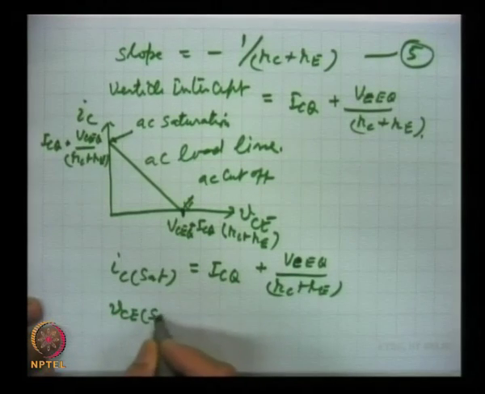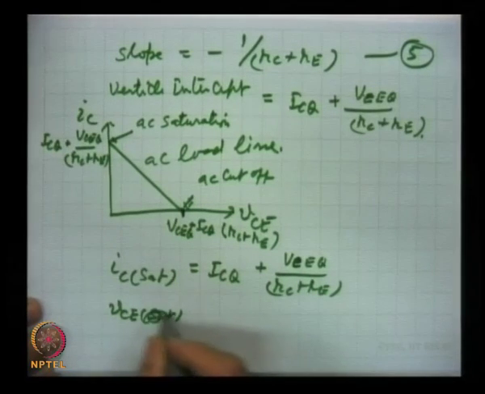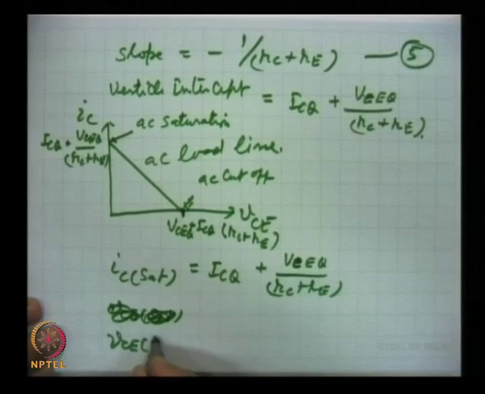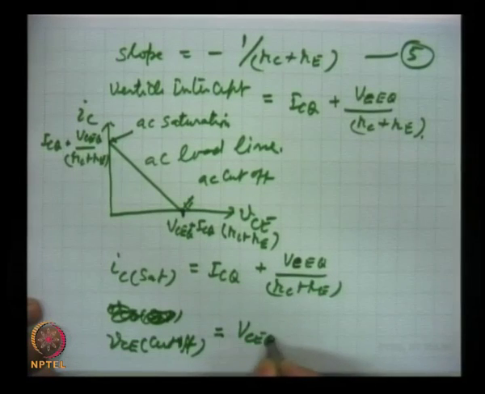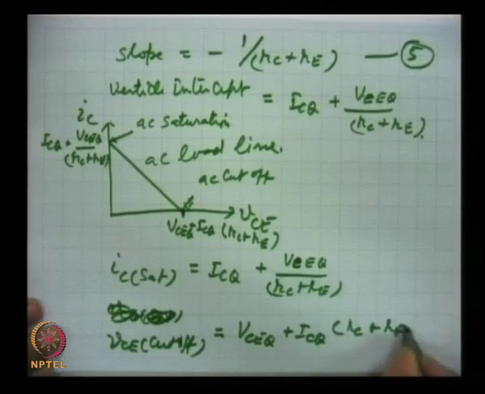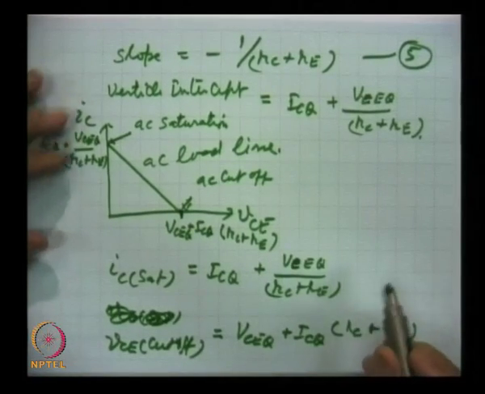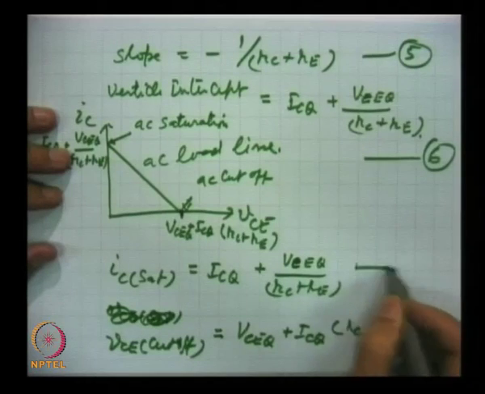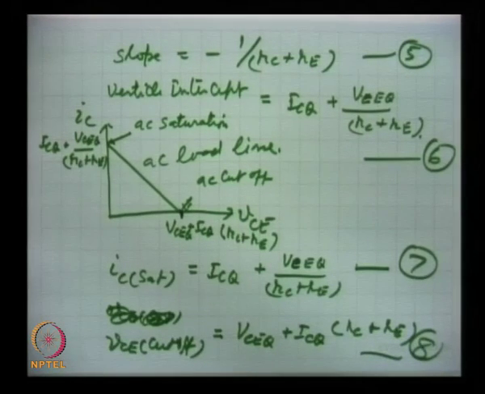Similarly, VCE at cutoff, this point, the AC cutoff point, is equal to VCEQ plus ICQ into RC plus RE. These equations, this is equation 6, this is 7 and this is 8. This 7 and 8 equation, the IC saturation point and VCE cutoff point, we will have to remember because we are going to use that.